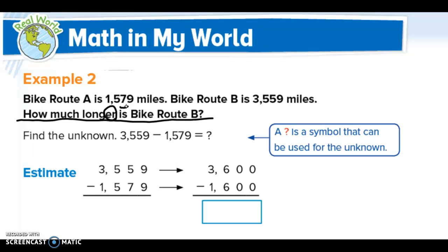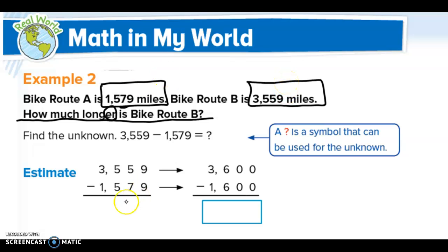Well, it says bike route A. If I'm trying to figure out how much longer bike route B is, I need to know how long both of the routes are. So I need to know, here's A, I'm going to need that number, and here's B, I'm going to need that number. And I don't see the words estimate. I do not see about how much. I do not see round. So that tells me I'm going to be using these two actual numbers to subtract.